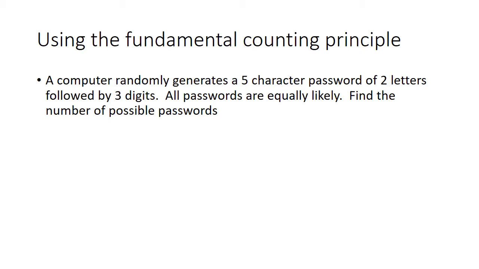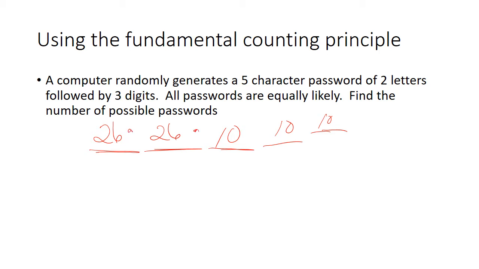The way we would do that is our first thing is going to be a letter. How many different options do you have for a letter? There's 26 letters in the alphabet. So there are 26 different ways to pick the first character. The second character is also a letter, so that would be 26. And the third character is a number, so it's anywhere from 0 to 9. That's 10 digits, and then another 10, and then another 10 digits. So to find how many passwords there are, we're going to do 26 times 26 times 10 times 10 times 10.